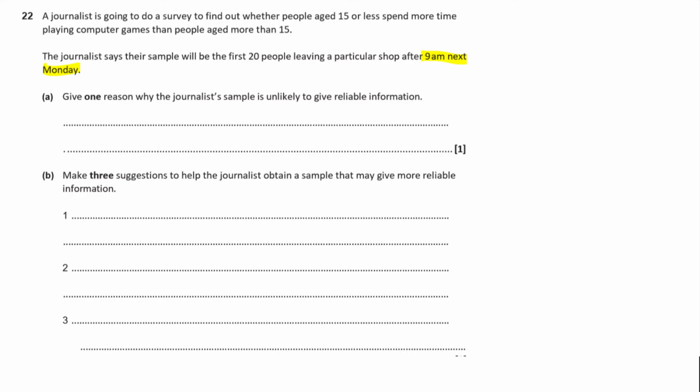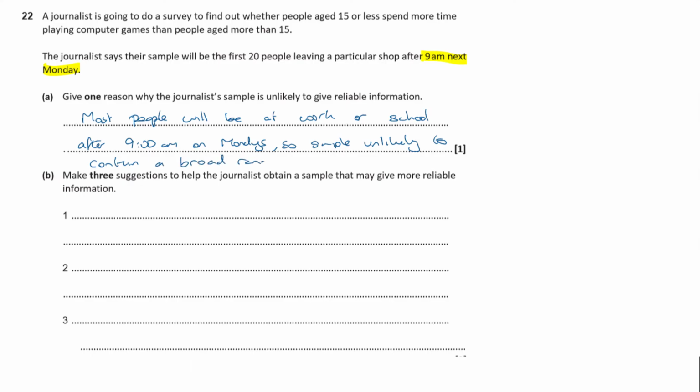Okay, so give one reason why the journalist's sample is unlikely to give reliable information. Most people will be at work or school after 9 a.m. on Monday. So the sample is unlikely to contain a broad range of ages.